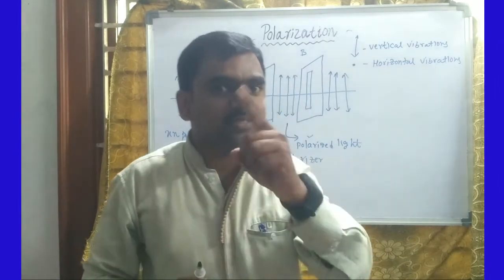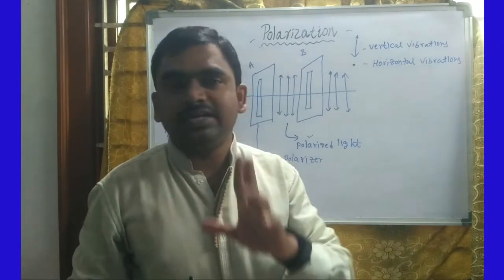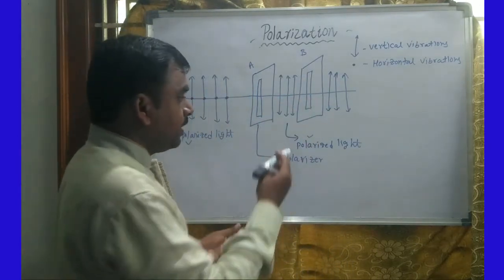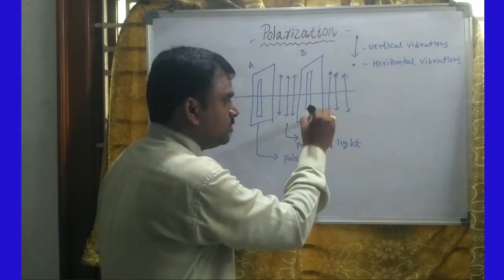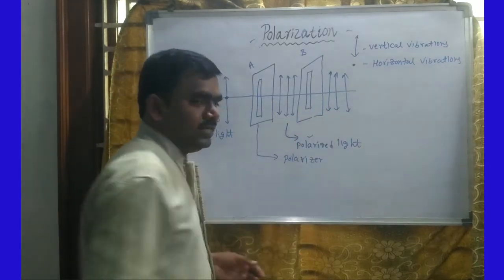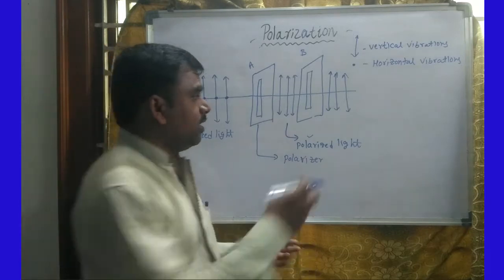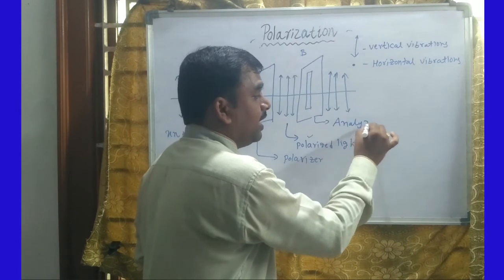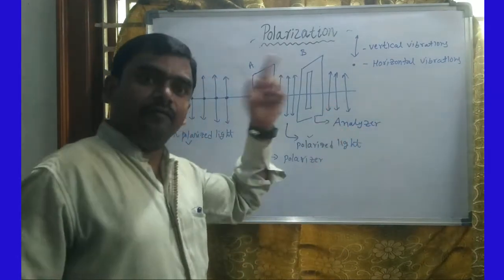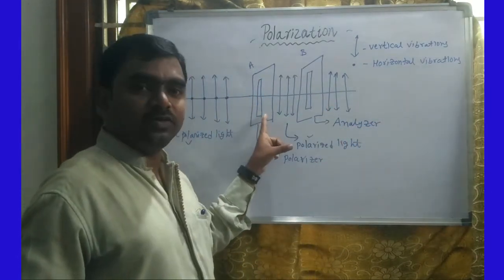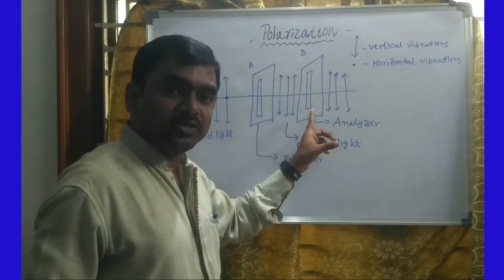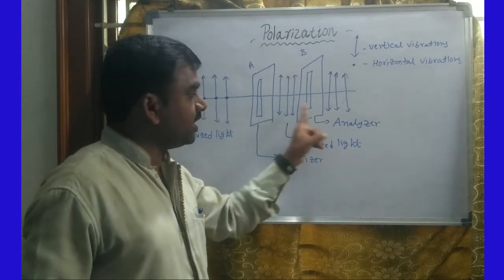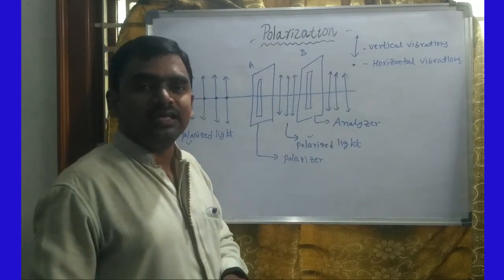If you get zero intensity, that is called plane polarized light. What is the work of this second one? It is analyzing whether the polarizer is producing perfectly plane polarized light or not. That is analyzing, so it is called an analyzer.